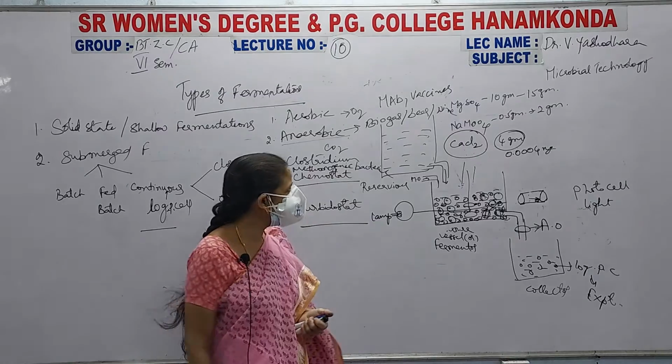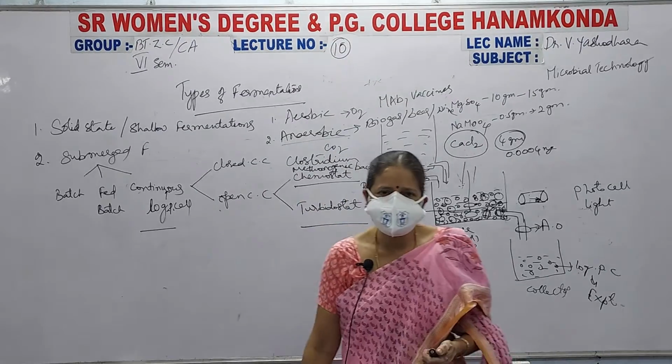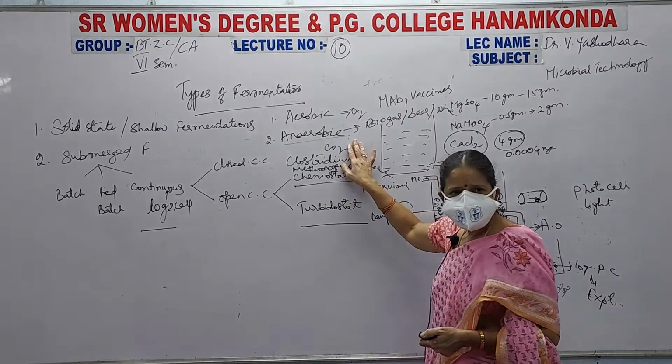Anaerobic fermentation is biogas production, beer production, wine production. All these are anaerobic fermentations.